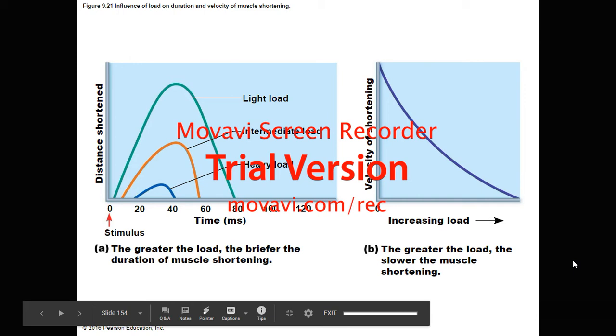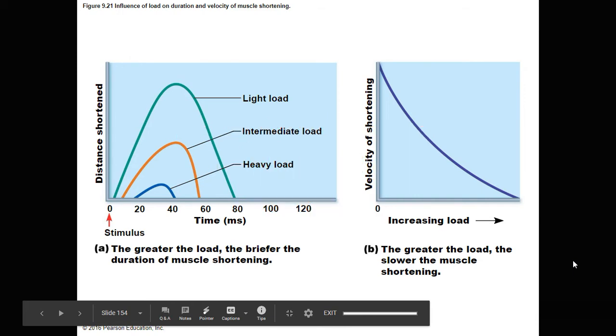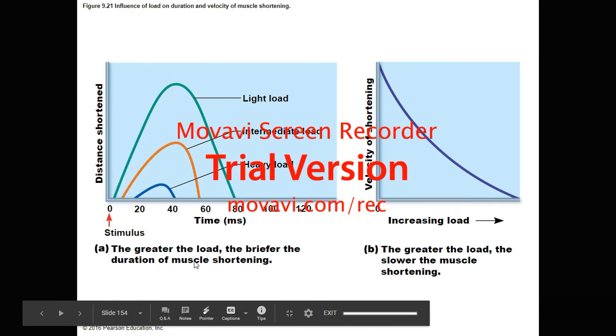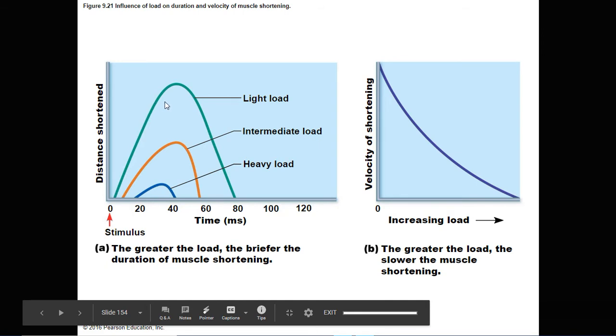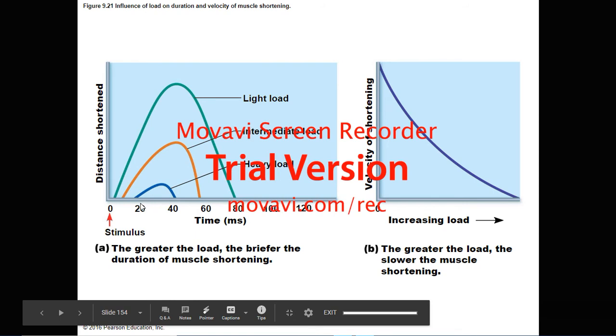So this is just a figure showing what we talked about in the last slide. The greater the load, the briefer the duration of muscle shortening. You can see right here, with a light load, the duration of shortening goes all the way up to 80 milliseconds. With a heavy load, you're only going from 20 to 40, so only about 20 milliseconds.